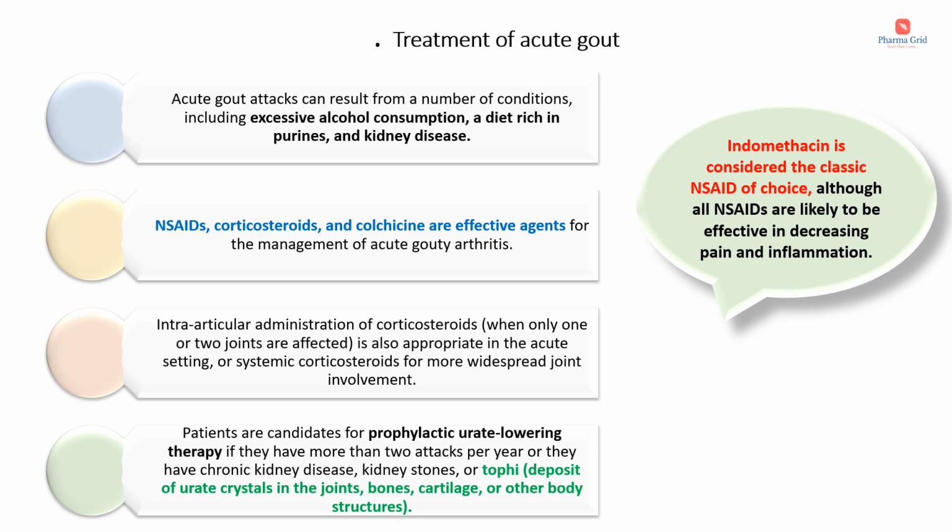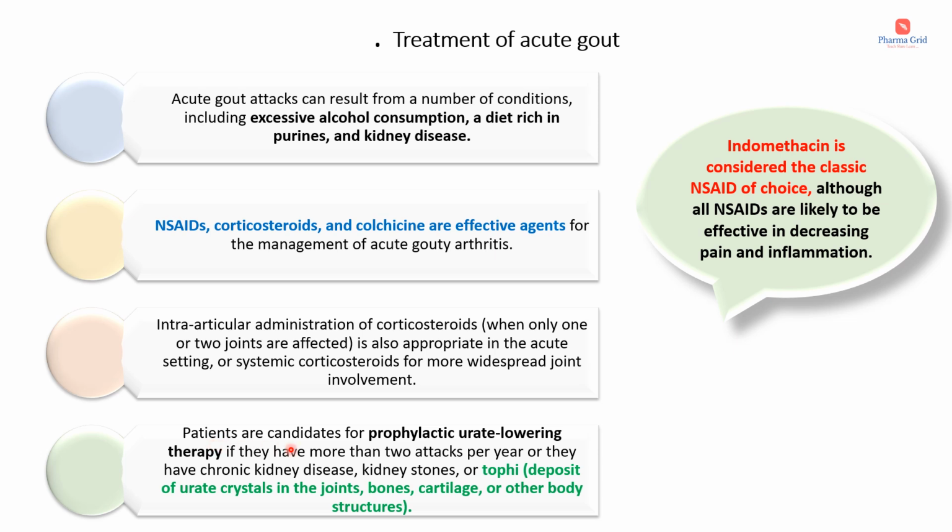Now we'll see the treatment of acute gout. Acute gout attacks can result from a number of conditions including excessive alcohol consumption, a diet rich in purines and kidney disease. As treatment of acute gout, we mainly use NSAIDs, that is, non-steroidal anti-inflammatory drugs. Corticosteroids and colchicine are effective agents for the management of acute gouty arthritis. Intra-articular administration, which means directly into the joints, of corticosteroids is appropriate in the acute setting when only one or two joints are affected, or systemic corticosteroids for more widespread joint involvement.